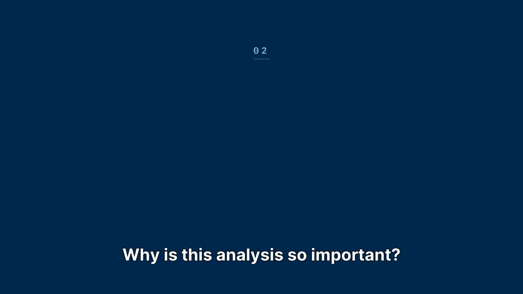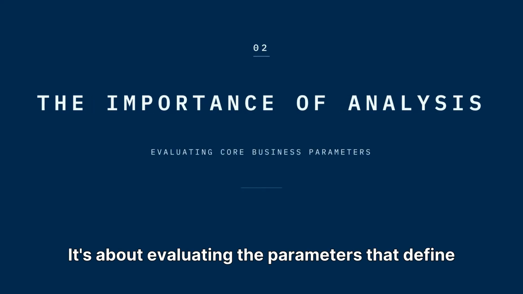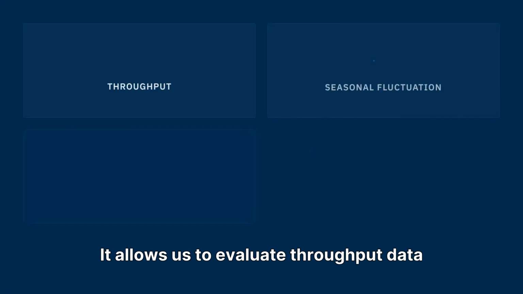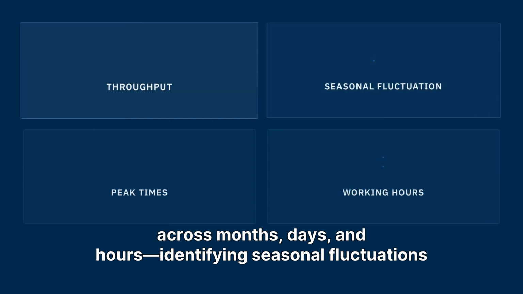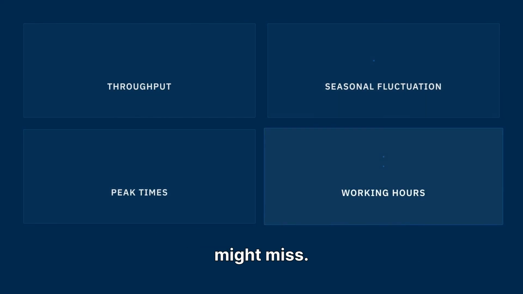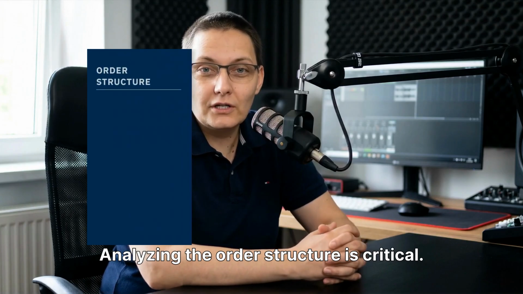Why is this analysis so important? It's about evaluating the parameters that define the daily business. It allows us to evaluate throughput data across months, days, and hours, identifying seasonal fluctuations and peak times that a generic overview might miss. Analyzing the order structure is critical.